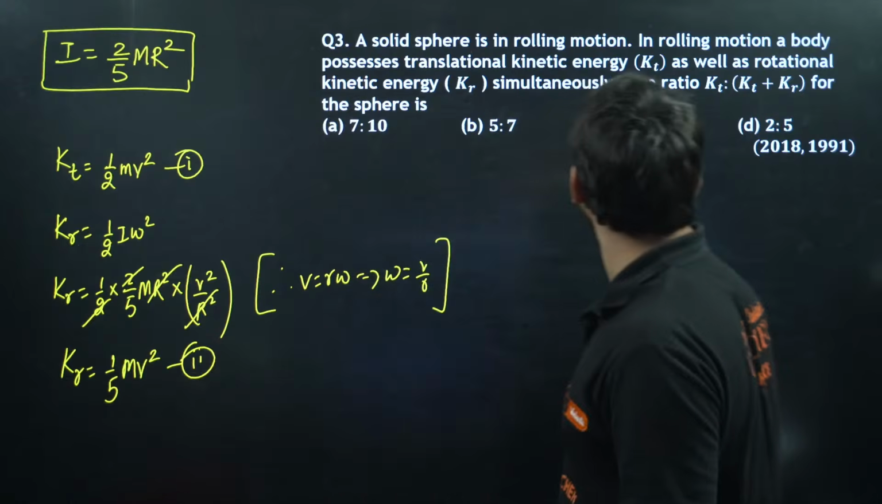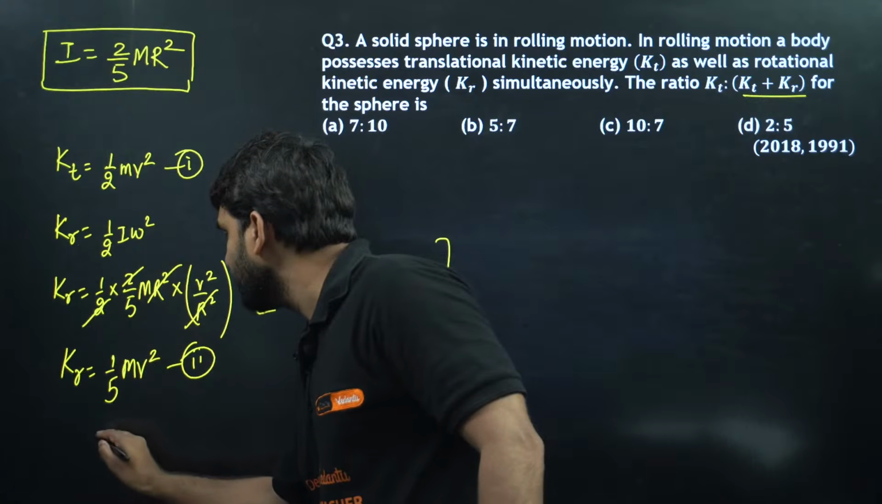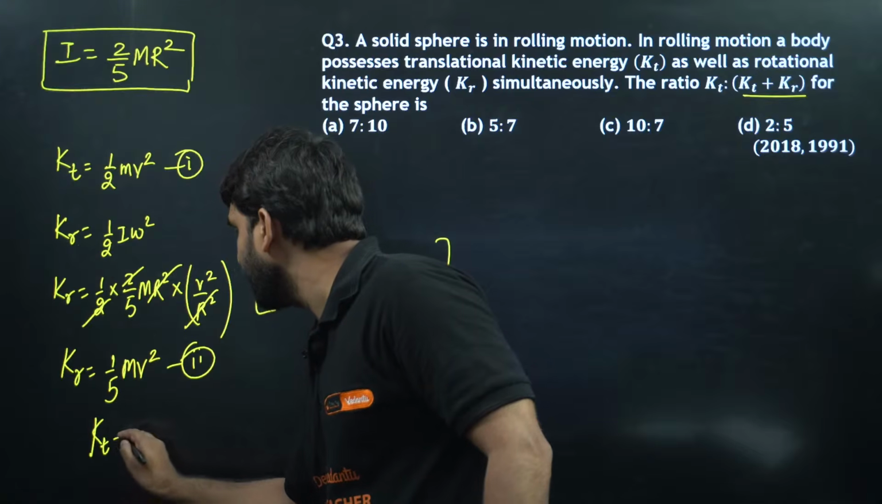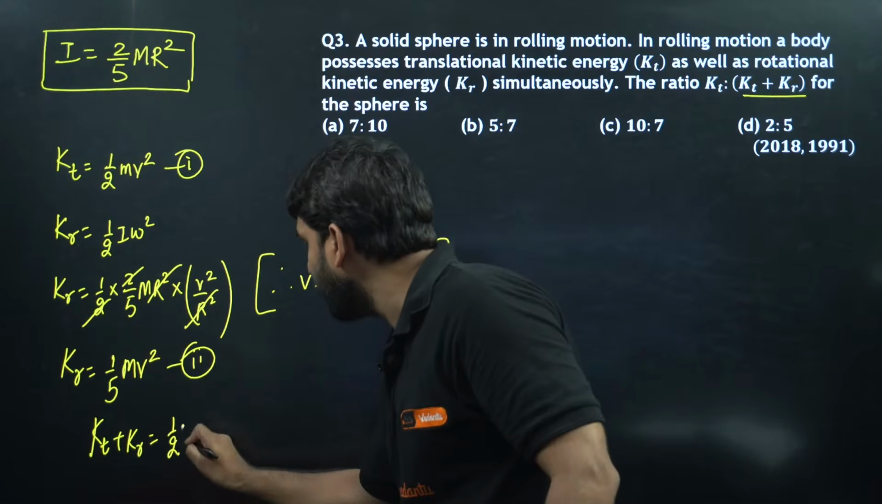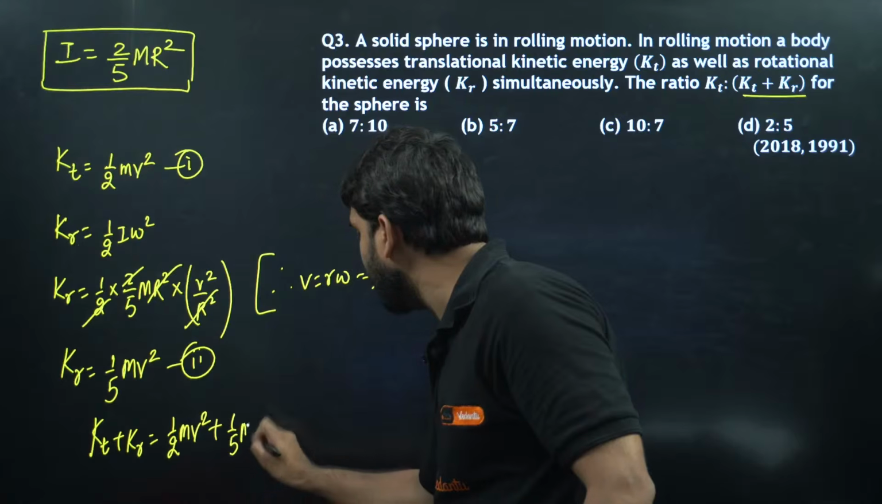So can we go through? We need KT plus KR, so just add here as it is. KT plus KR will be equal to half mv square plus 1 by 5 mv square.